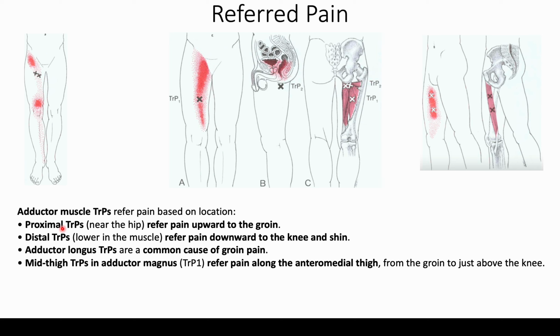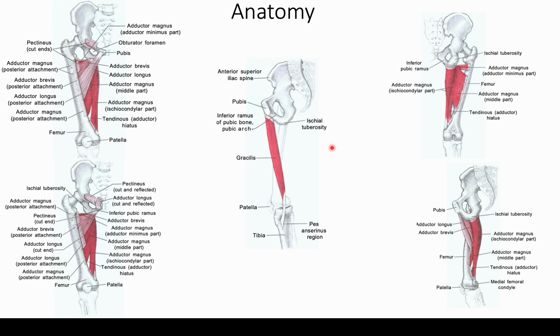So basically there are proximal trigger points, they refer upward into the groin. Distal trigger points refer down to the knee as well as into the shin. As you can see right in here, adductor longus trigger points are a common cause of direct groin pain, and mid-thigh trigger points, adductor magnus, refer along the anterior medial thigh from the groin to just above the knee. You can see all the way in that fashion.